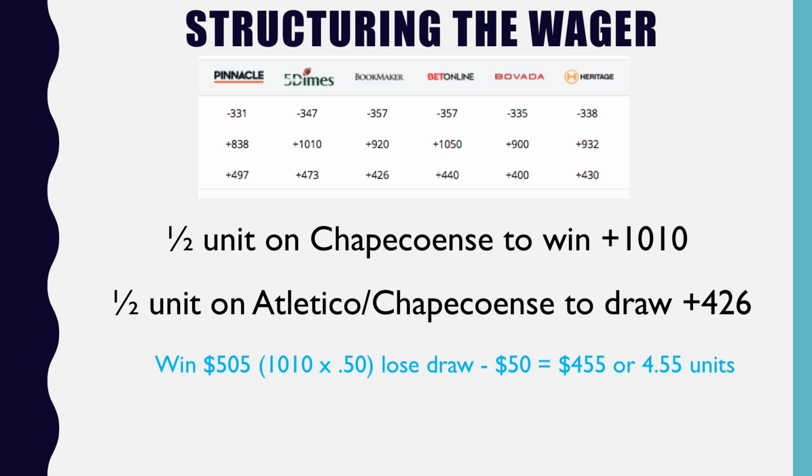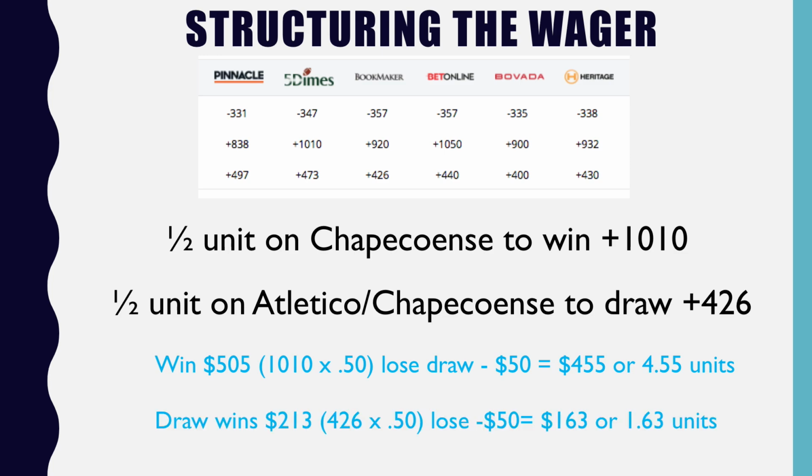So actually, when you look at this, we're wagering a half unit on the win line, but look at how much opportunity we have to make. We can win $450 for a $100 player, or 4.55 units. And also, the most likely occurrence would be the draw line. So the draw line would win $213, and you would take 426 times 50, and that's $213, minus the 50 that we wagered on the win line, and that brings us to $163 for a $100 player, or 1.63 units.